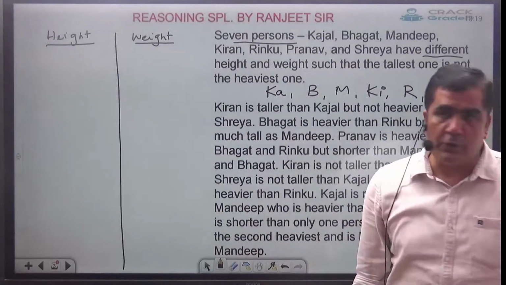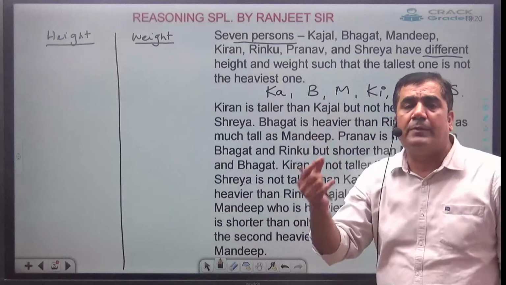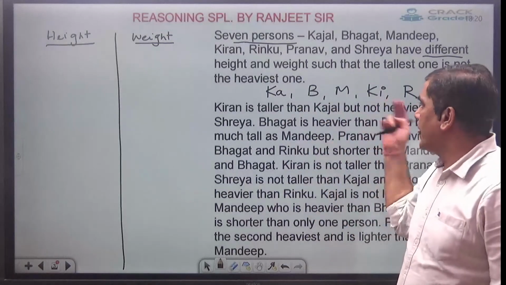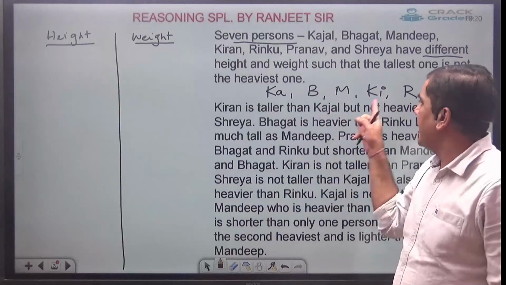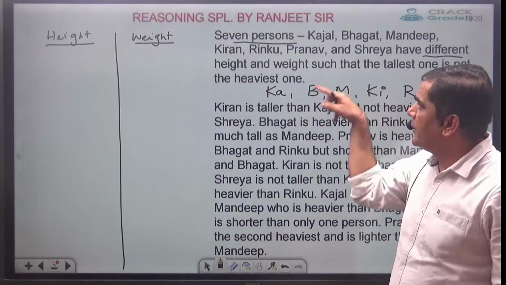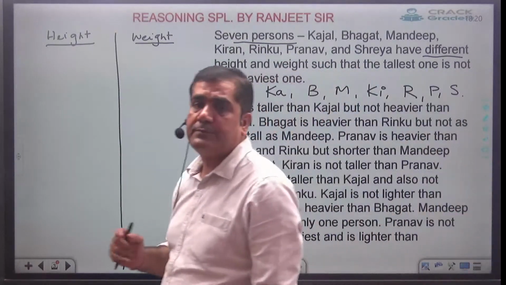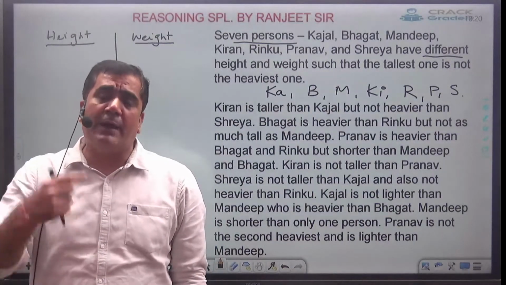Clear? So if K has come 2 times, I have taken the first 2 alphabets of the name. For Kajal I am going to take K, and for Kiran I am going to take Ki. B stands for Bhagat, M stands for Mandeep, Ki stands for Kiran, R stands for Rinku, P stands for Pranav, and S stands for Shreya. By using this, we are not supposed to write the complete name every time.